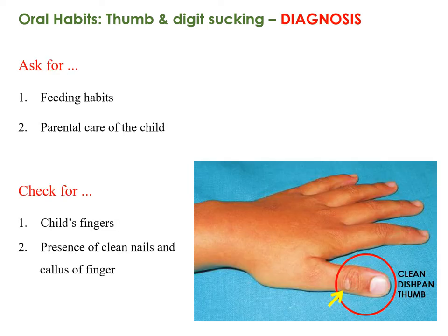So how do you diagnose this habit? You need to ask about the feeding habits of the infant and also the kind of parental care the child is receiving. However, you can check the child's fingers, and also you can look for excessively clean nails and any callus formation on the finger. If the child is sucking their thumb, you can look for a clean dishpan thumb, which is seen in the image.